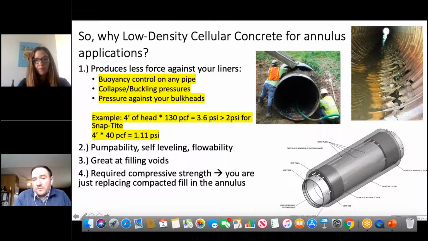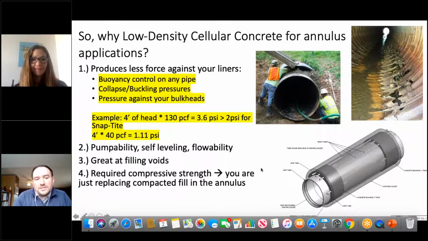In short, one is the buoyancy forces. There's much less buoyancy force on any liner pipe, whether it be steel, HDPE, solid wall, profile wall, you name it. The uplift force or buoyancy force on that liner is greatly reduced when you utilize cellular over flowable fill. I just did a little example there in the yellow text. So you're reducing your buoyancy, and inherently you're reducing your collapse and buckling pressures on that pipe.